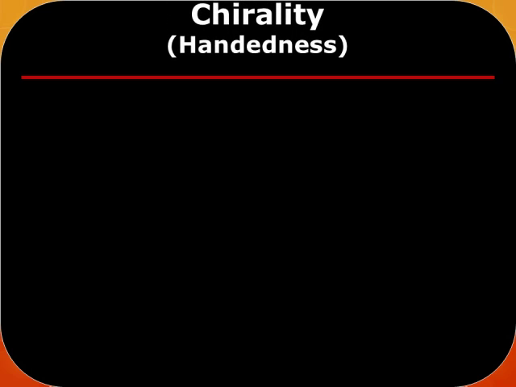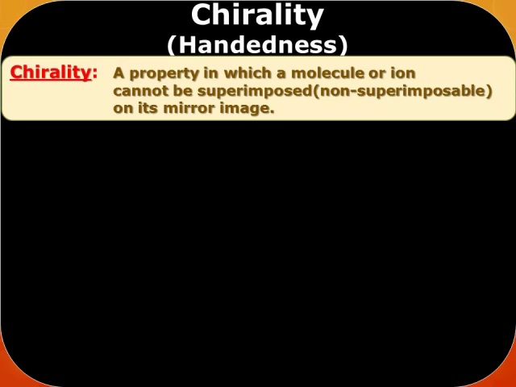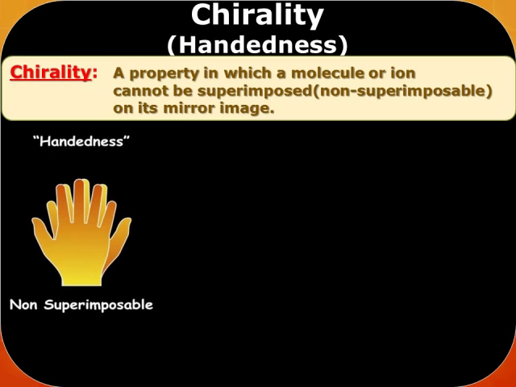Right. Chirality. What is chirality? Or we can call chirality in other ways as handedness. What is handedness? Okay. Chirality is a property in which a molecule or ion cannot be superimposed, that is, non-superimposable on its mirror image. Okay, let's look at the position of the hands here. Right, it is called handedness. Chirality, in other words, is called handedness.